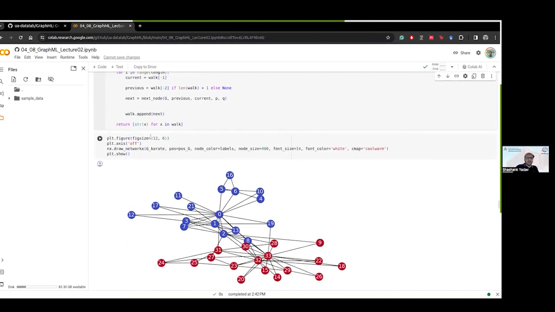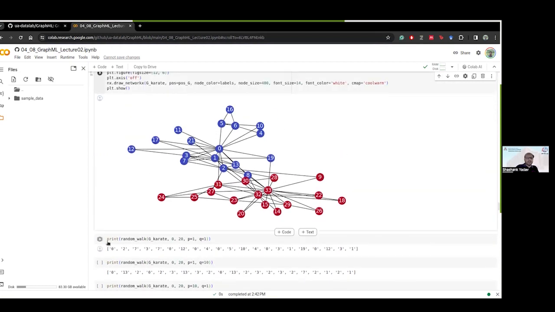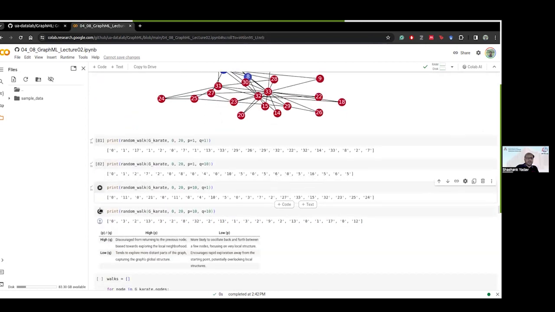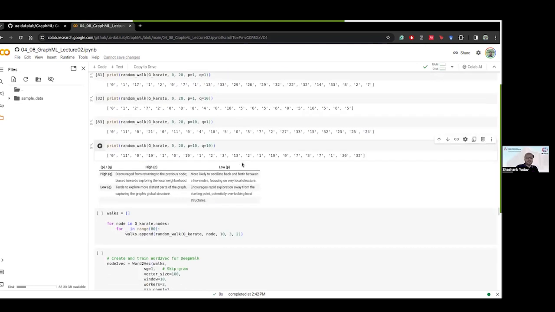Yeah, so now we are back to our karate club graph, and here we would like to do random walks. I have four examples here, with different values for P and Q. In the first one, P and Q are both small. In the second one, we have smaller P but larger Q. In the third one, we have higher P and smaller Q. And in the fourth one, both P and Q values are higher. How this affects the behavior of the random walks is that if both P and Q are higher, you're discouraged from returning to the previous node, but you will still explore the local neighborhood of the graph. Okay, this was the last example here.